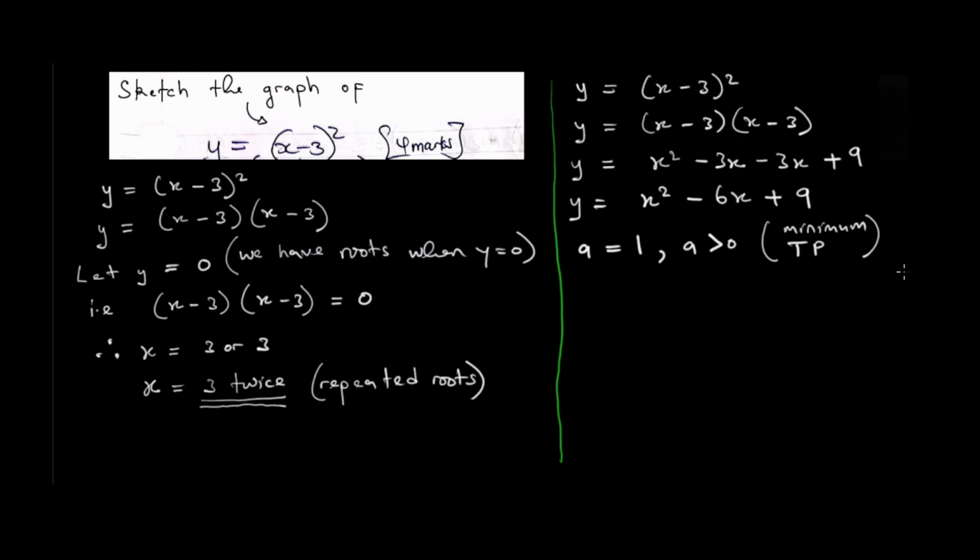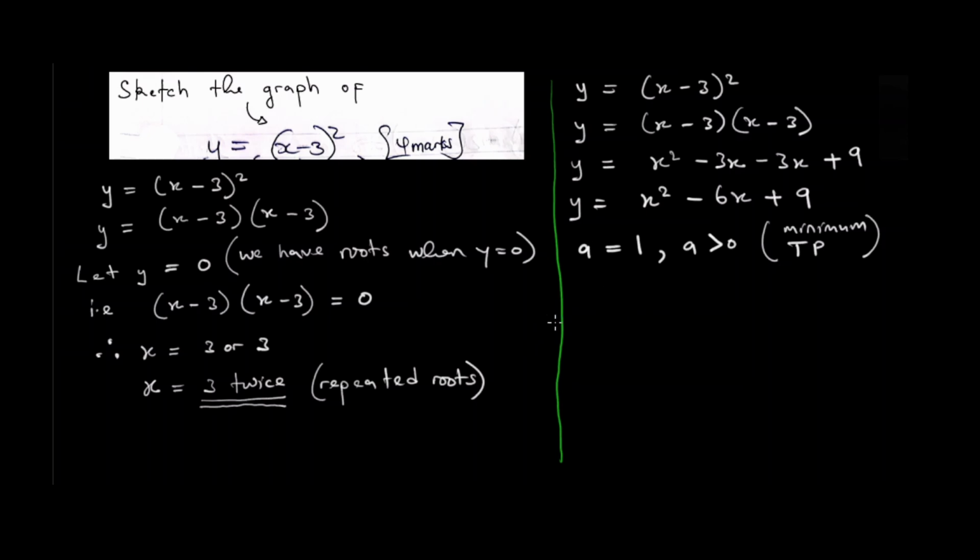Because we have a repeated root at 3, and we know that when x is equal to 3, y is going to be equal to 0. But we want to use the method of completing the square to prove our thesis, because when sketching graphs we should be able to sketch a graph by doing three things. First the roots, the turning point and the coordinates of the turning point.